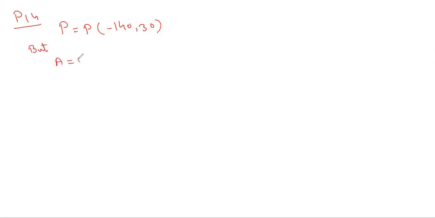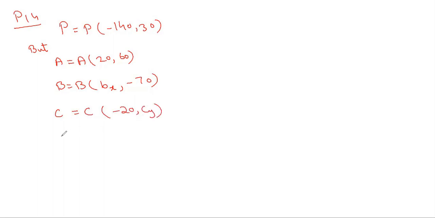Let me call these points. A is 20, 60. B is bx, which is unknown, minus 70. C is minus 20, cy. D is minus 60, minus 70. So we can say that this point P is the resultant of all of these 4 points.